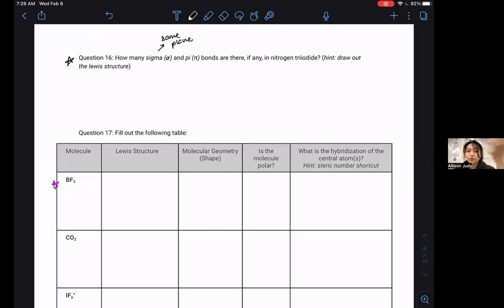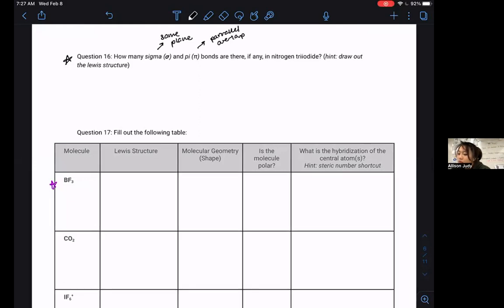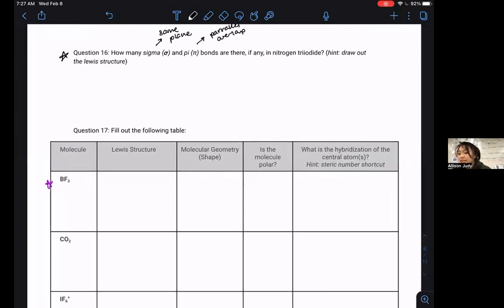Usually between an s and an s or a p and a p, okay? And then pi bonds are same plane but parallel. They're a parallel overlap. So there's two portions to that orbital that overlap, all right? So again, I would just say remember that it's its own way of categorizing bonds.